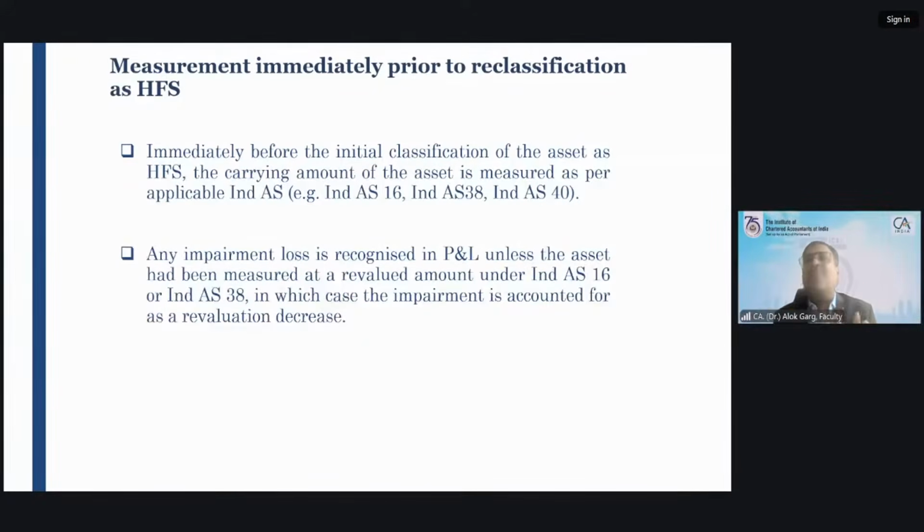In that case, there is no impairment because जो carrying amount है वही आपका non current asset held for sale की value बन जाएगा. But if fair value less cost to sell is lower than the carrying amount, there will be an impairment. This impairment will go to P&L. Okay. This is not considered as a revaluation. There is no concept of revaluation model in Ind AS 105. It has to go to P&L, right?